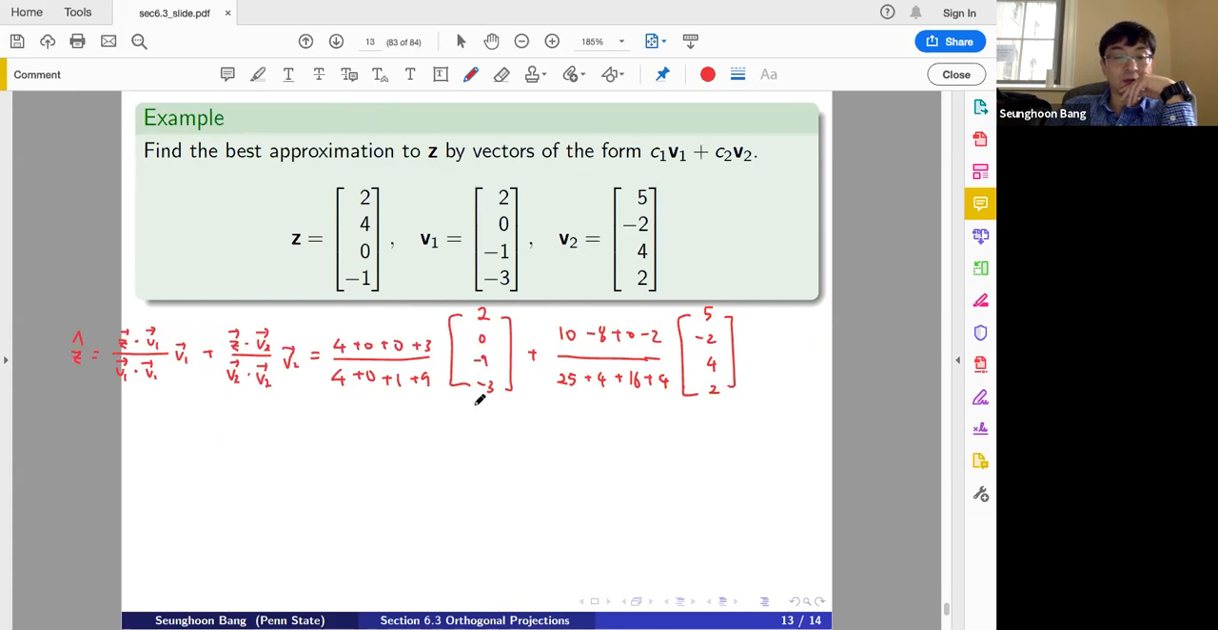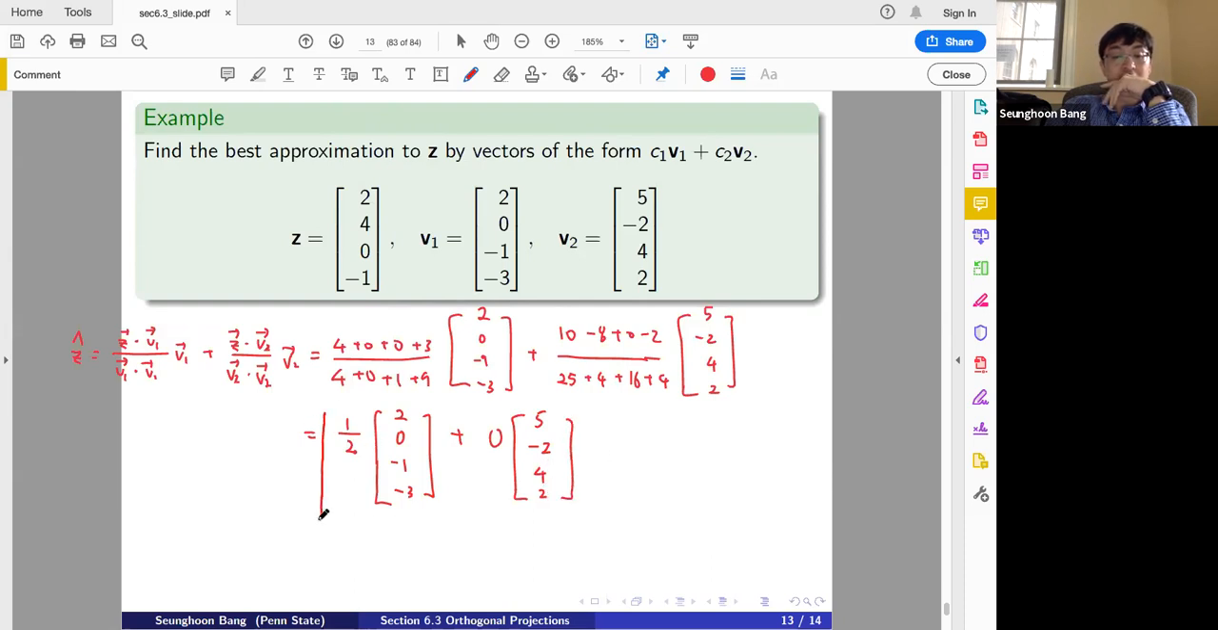So we have it. So what's that? You can calculate. This is 7 over 14. The 7 over 14 is 1 over 2, right? We have 1 over 2 and V1, which is 2, 0, minus 1, negative 3, plus 0 times vector V2, 5, negative 2, 4, 2. Right? This is the answer.